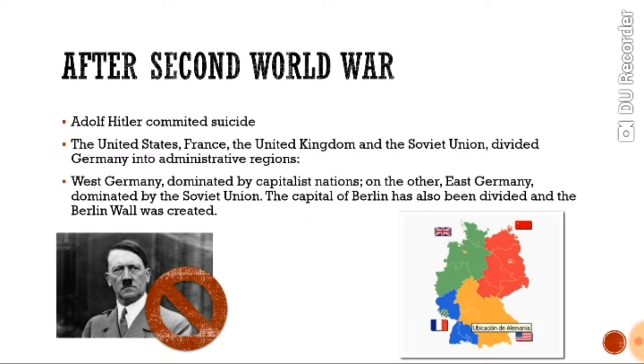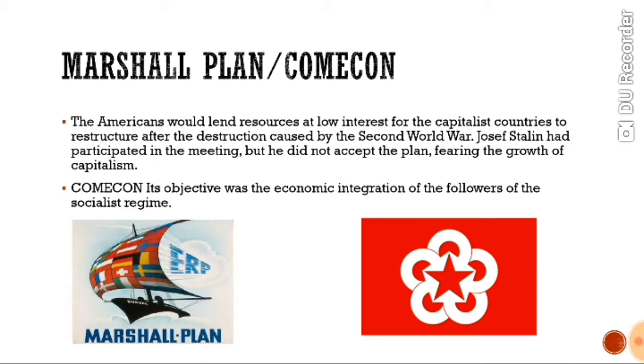After the Second World War, we have to know that in 1945 Roosevelt, Stalin, and Churchill had a meeting in Yalta, where the victors divided the German territory in four. The Oriental part was controlled by the USSR, and the Occidental part by France, the United States, and Britain. The United States, France, the United Kingdom, and the Soviet Union divided Germany. Berlin was also divided, as the Berlin Wall was created.